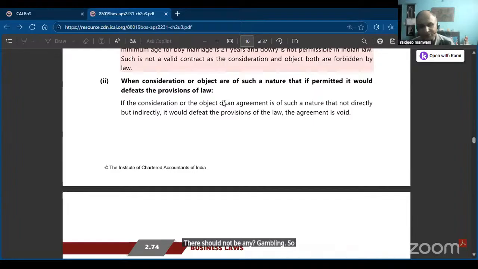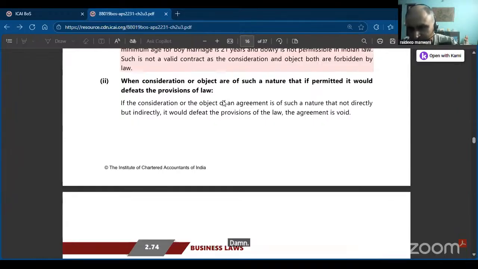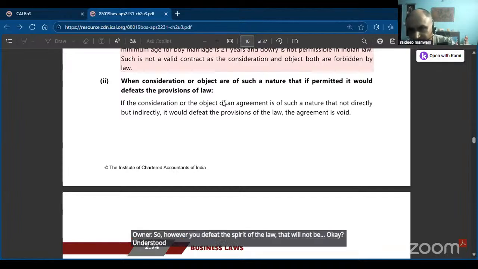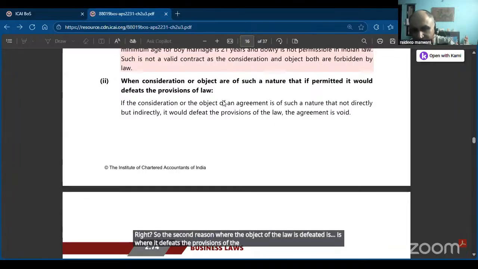In the same way, the spirit of the law was that that person should not become the owner. So however you defeat the spirit of the law, that will not be allowed. Okay. Understood? So the second reason is where the object of the law is defeated, it defeats the provisions of the law. So it's not only in letter but also in spirit. Go to the third one, Pranab.